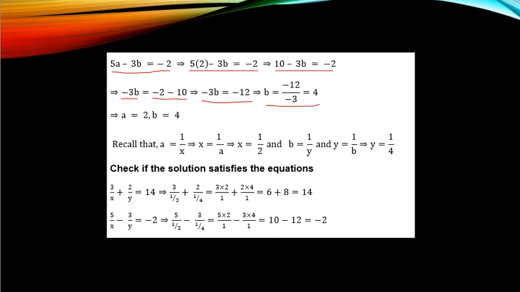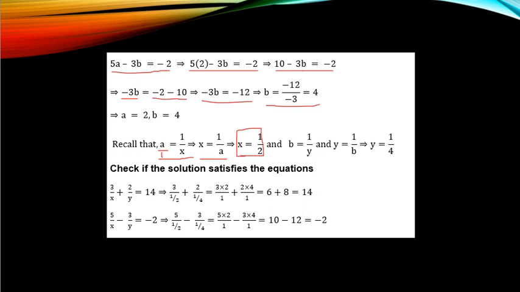But remember, you were not asked to solve for a and b. You only introduced a and b to enable you to solve for s and y. So recall that a is equal to 1 over s. So for you to make s the subject, you write a as a over 1. If you cross multiply, you have a times s, that is as equal to 1. Divide both sides by a, so s is equal to 1 over a. And what is a? a is 2. So therefore, s is equal to 1 over 2.